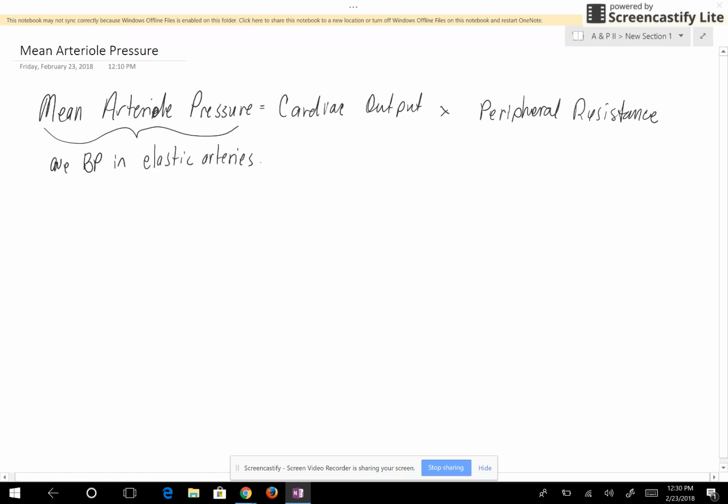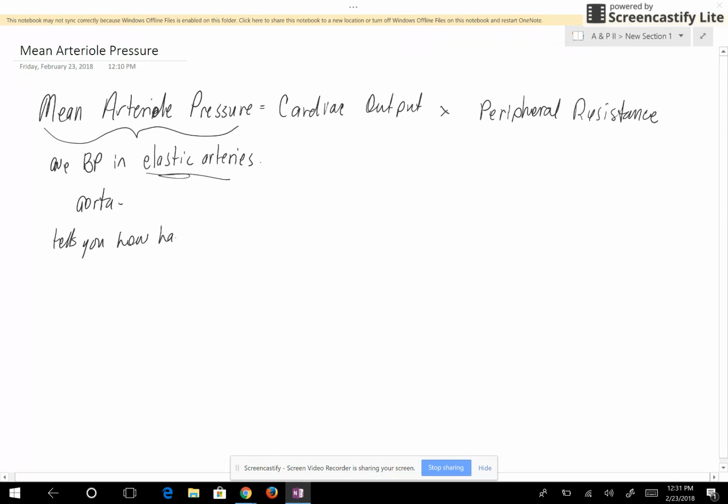Why do you want to know what the blood pressure is in elastic arteries? Well, the blood from the left ventricle is going to be pumped into the aorta, and the aorta is the largest of the elastic arteries. The left ventricle has to pump with pressure to open up the semilunar valve for the blood to go into the aorta. So the mean arterial pressure is going to tell you how hard the left ventricle has to contract.